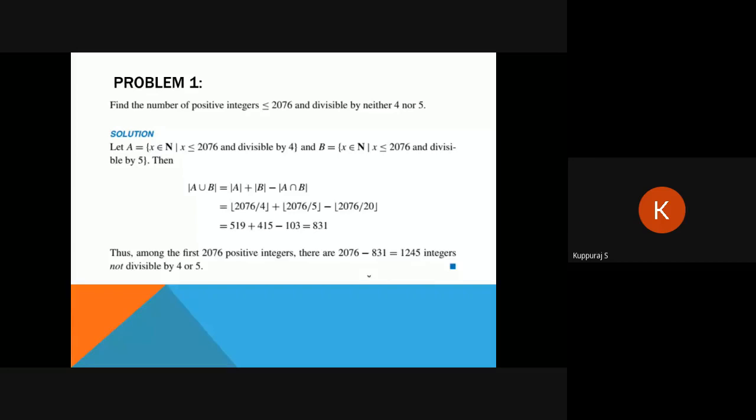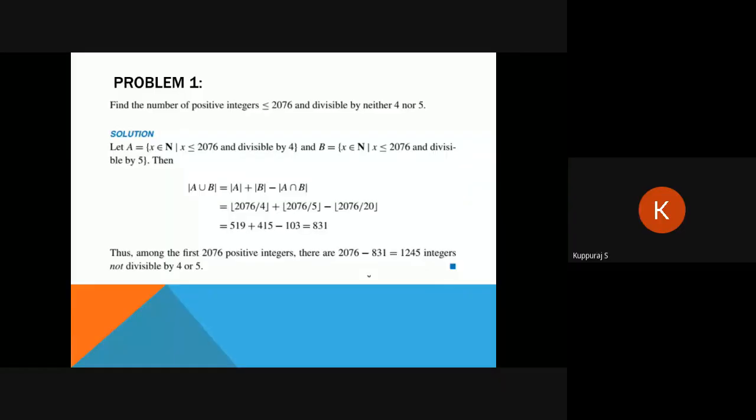Okay. So problem 1, the number of positive integers less than or equal to 2076 and divisible by neither 4 nor 5. Neither 4 nor 5. Okay. So in that case, we have to be clear about two things. One thing is the principle of inclusion exclusion. So in that formula we have only union.